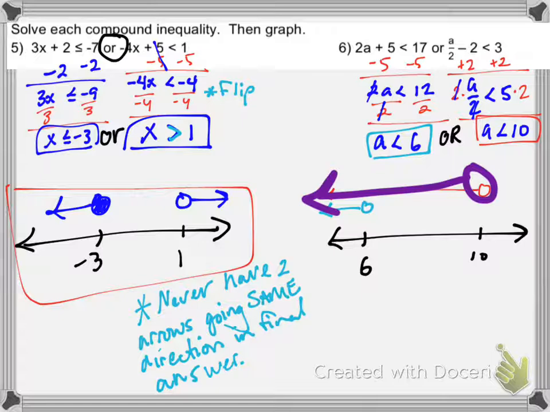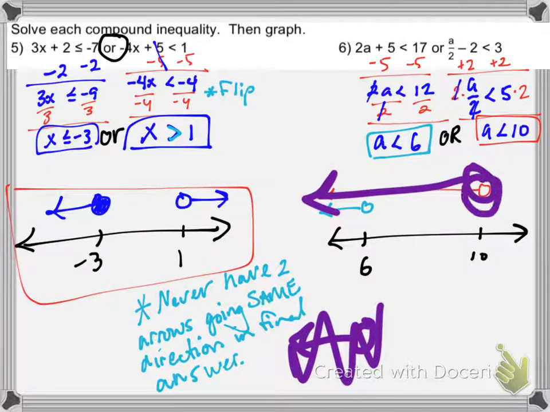Now, if it was an AND statement, it would just be from the 6 over, because it's from the overlap where there's red and blue and where they overlap forever. All right, but that's not an AND, it's an OR, so this is our final statement. Yeah, sure, we'll do another one.